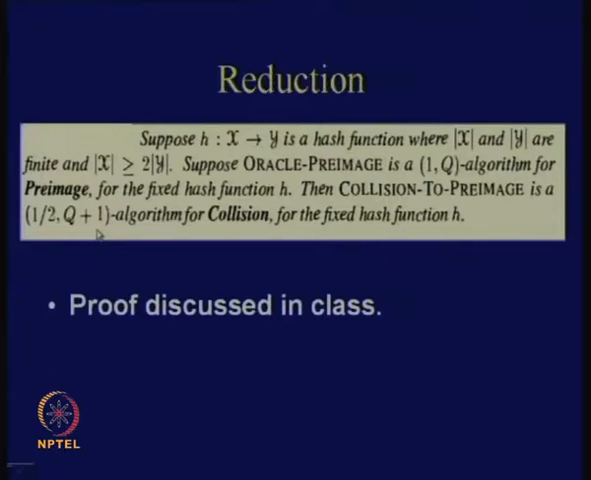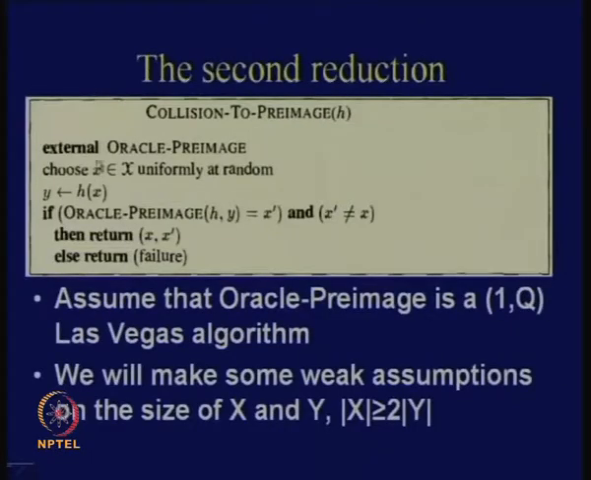The number of queries being q plus 1 is easy to understand, because if this algorithm makes q queries, then you have actually made q plus 1 queries here. This oracle pre-image algorithm is also a randomized Las Vegas algorithm. Suppose in the first case it returns a value of x dash which is equal to x, and in another run it returns a value of x dash which is not equal to x. So is this reduction proper? One run of oracle pre-image might not give you the result.